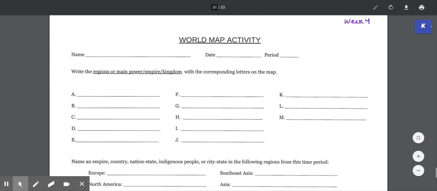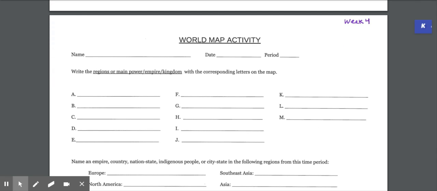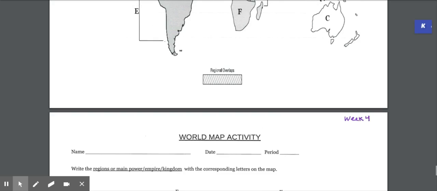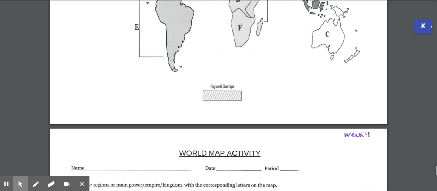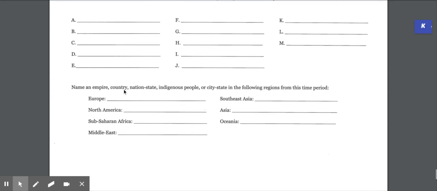And for the world map, you will need to write the region or main power or empire or kingdom that is in a specific area. And then write an empire, country, indigenous people, city, state, etc. that belongs in that region.